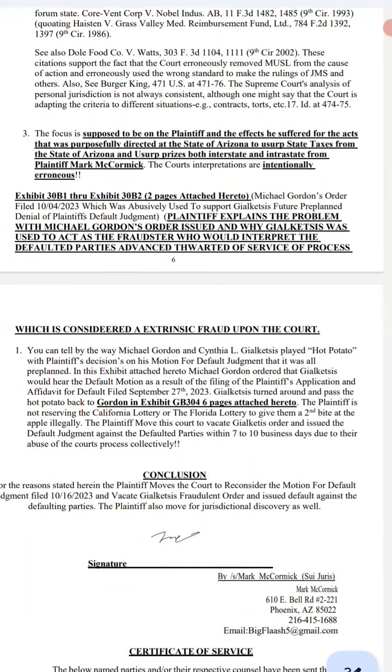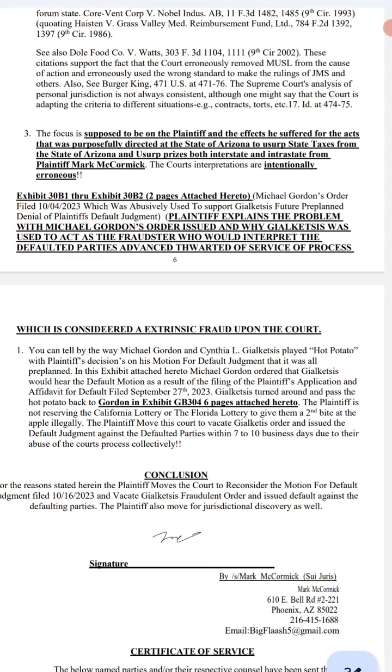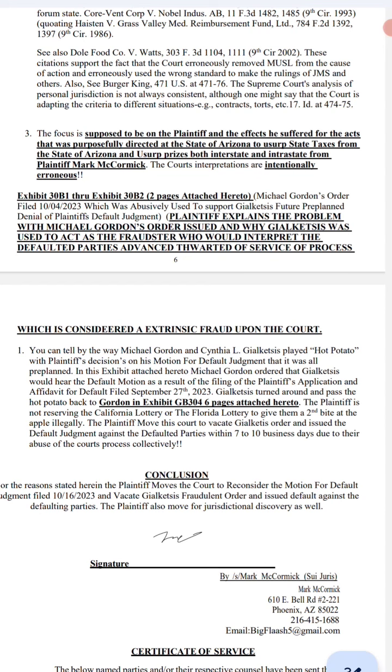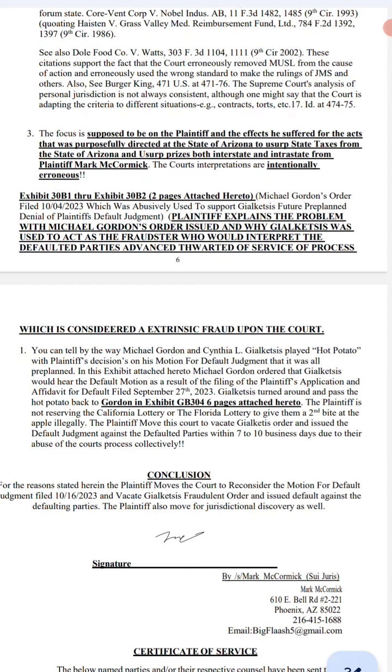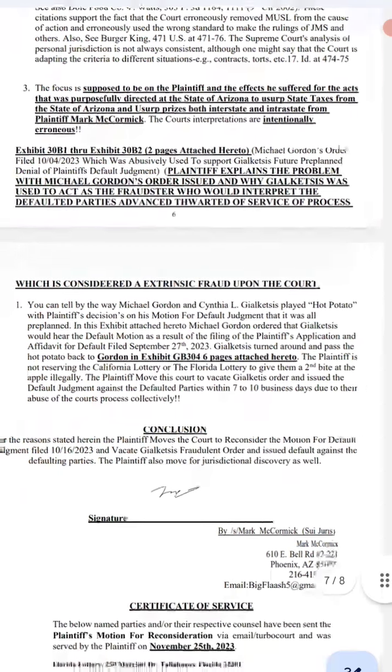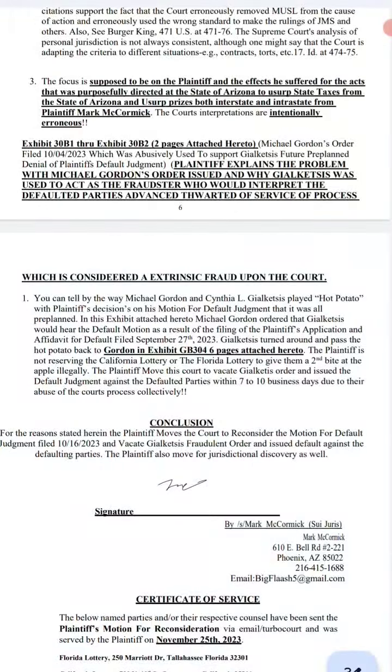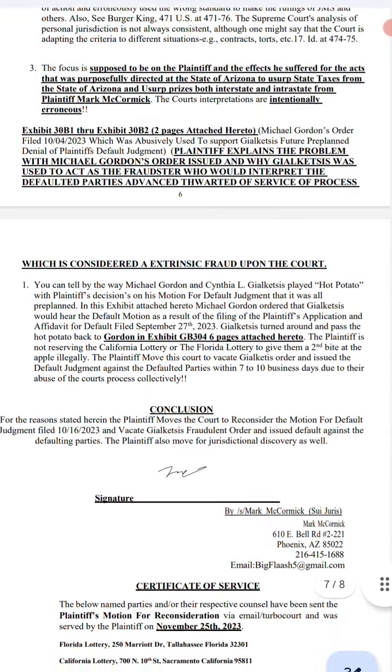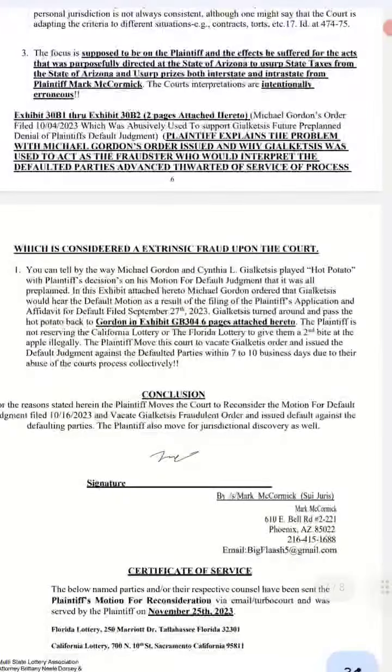Also see Burger King, 471 U.S. at 471 to 476. The Supreme Court's analysis of personal jurisdiction is not always consistent, although one might say the court is adapting the criteria to different situations, for example, contracts and torts. The focus is supposed to be on the plaintiff and the effects he suffered from the acts that were purposefully directed at the state of Arizona to usurp state taxes from the state of Arizona and usurp prizes, both interstate and intrastate, from plaintiff Mark McCormick. The court's interpretations are intentionally erroneous and fraudulent.